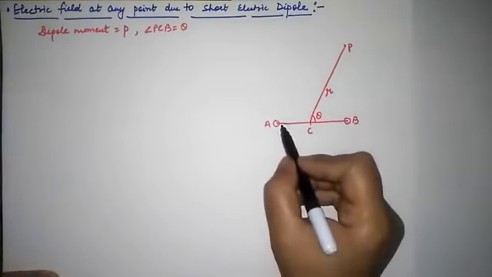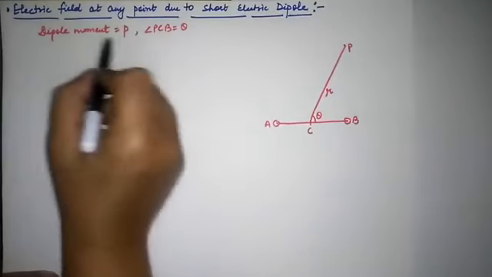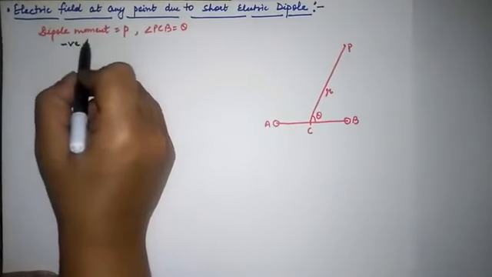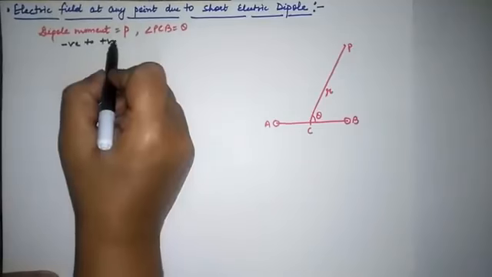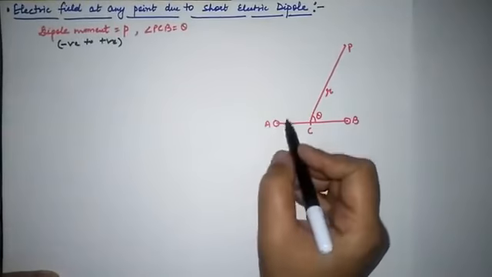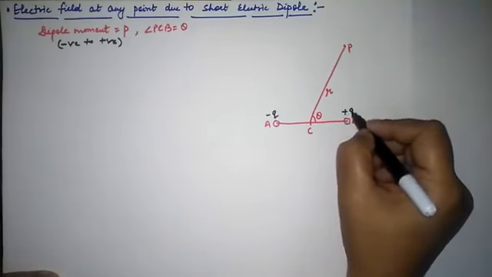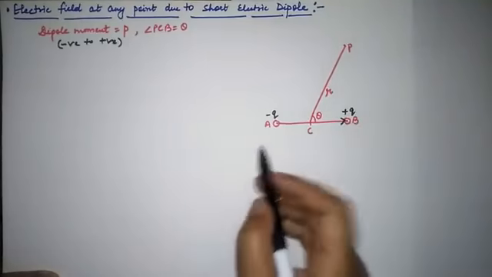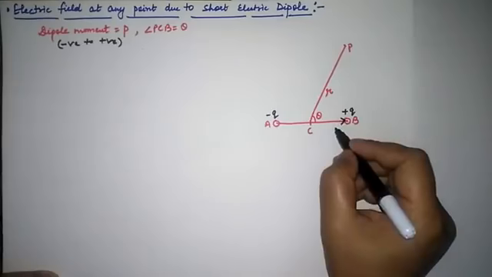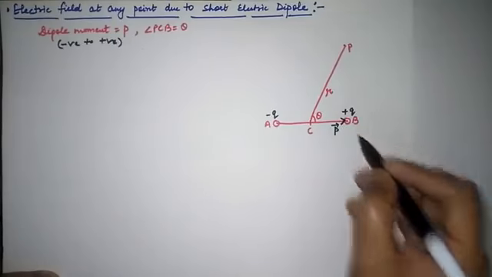Now, what is the direction of the dipole moment? The direction of dipole moment is from negative to positive charge. We know that. So suppose here we have minus Q and this is plus Q. So this is the direction of the dipole moment from A to B. Here we write P. This is the direction of the dipole moment.